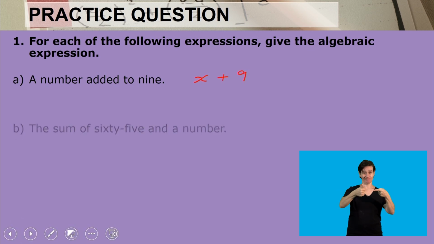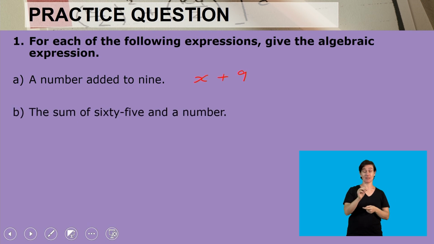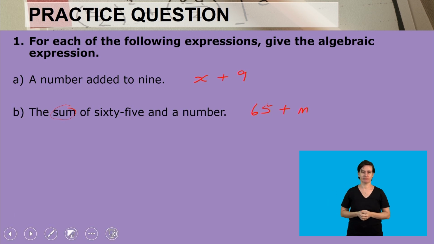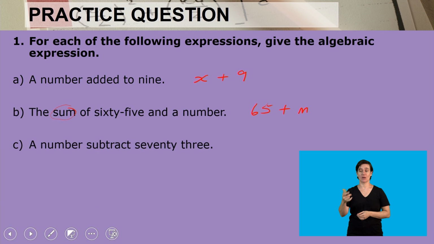Right, let's look at another one. The sum of 65 and a number. Again, we look at the keywords. The sum means we are adding 65 and a number. The number can be any variable that we decide at the time. We are not always going to use x. A number, subtract 73. So the number, let's say the number is y, subtract 73. That's how that would appear.